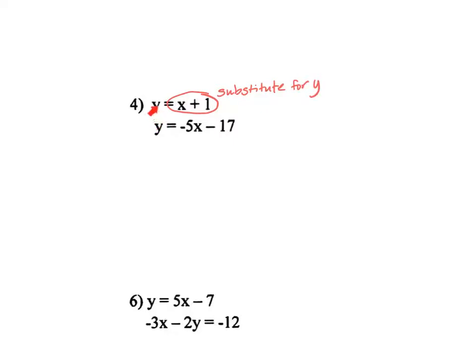All of these is just coincidence. We'll look for another one that has x, so I can show you that it works for both x and y. But this is equal to y. So I'm going to look for this other y right here. Instead of y, I write x plus 1. Then I just copied the rest of that. Equals negative 5x minus 17. Then I can go and solve that.